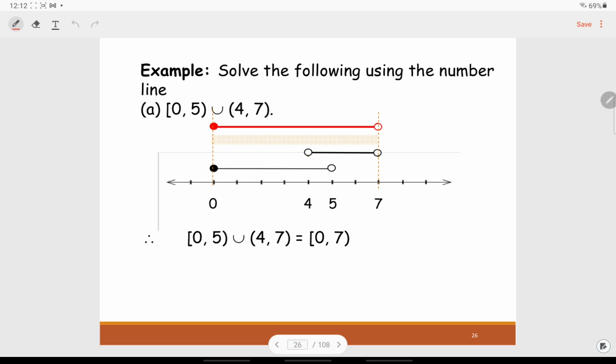So closed 0 up to open 5. Okay, we have this line. The second interval, open 4 up to open 7. So we have this line.